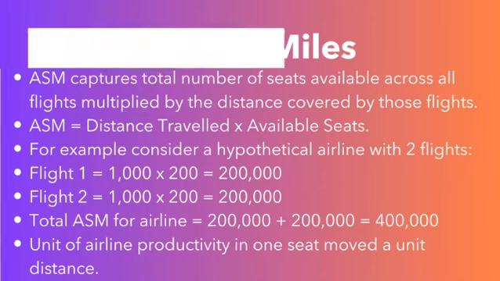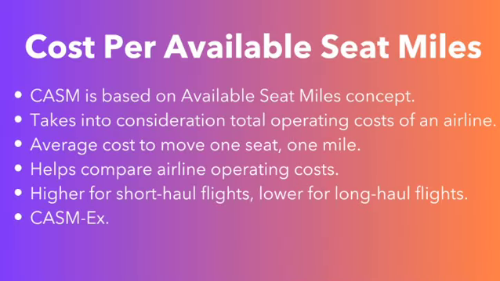Then there is cost per available seat mile, or CASM, which takes the concept of available seat miles a step further by dividing the airline's total operating costs by its available seat miles, showing how much it costs, on average, to move one seat 1 mile. This measure helps compare operating costs across airlines of different sizes. CASM is higher for short haul flights compared to long haul flights because costs are spread over fewer miles. There's also CASM X, which is calculated similarly but excludes fuel costs.